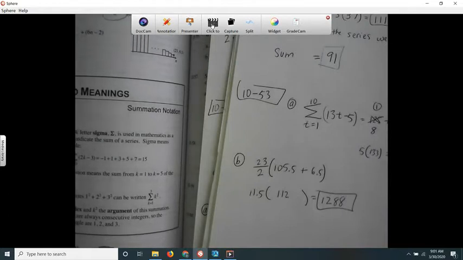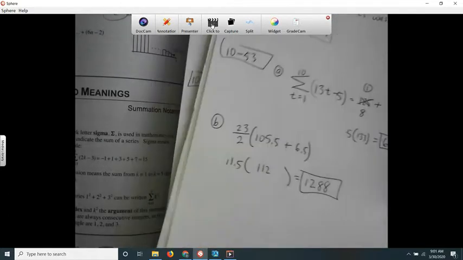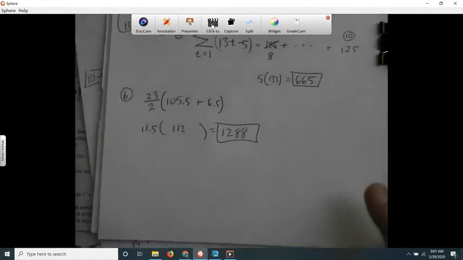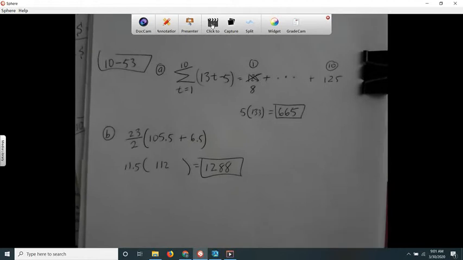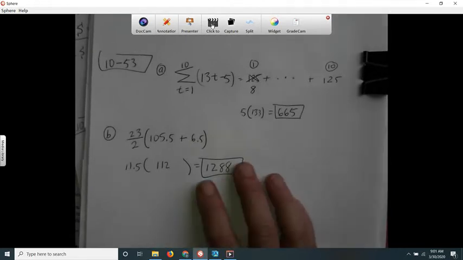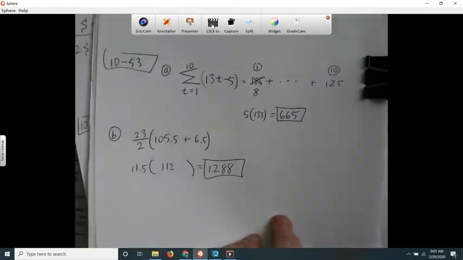I'm just going to do 10-53. So really I talked too long on the first one, and then this one's just going to be very short. It says on 10-53, calculate the sum of each arithmetic series described below. And we're just going to do letter A and B.